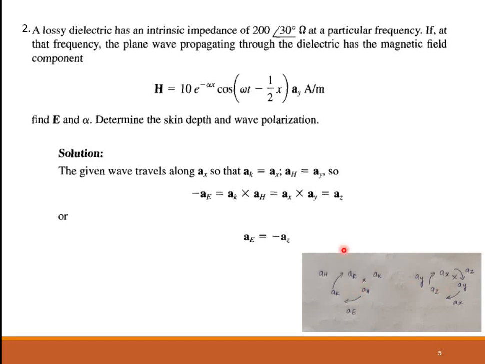So if you know these two things, how will you find out AE? AE is the cross product of AH and AK, where AH, what is AH in this case? AH is AY. And what is AK? The wave propagation is AX. So what is AY cross AX equal to? AY cross AX will be minus AZ, isn't it? If AX cross AY is AZ, AY cross AX is going to be minus AZ. That is how you got AE as minus AZ. So if you know this, it's easy to determine the direction. So we got the direction of the electric field. It is in the minus Z direction.